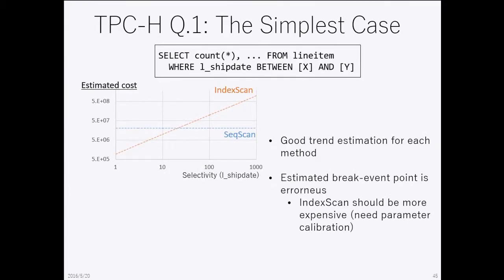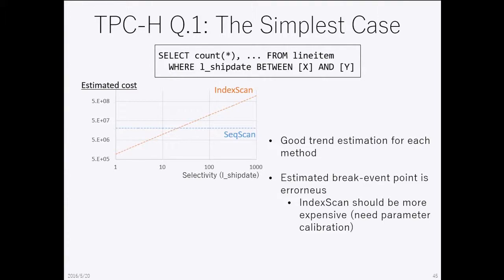The first result is the simplest case. This is TPC-H query number 1. It just scans the largest lineitem table. For sweeping selectivity space, we modified the WHERE clause condition. In this case, we changed selectivity with the selected duration of the shipping date column in the lineitem table.